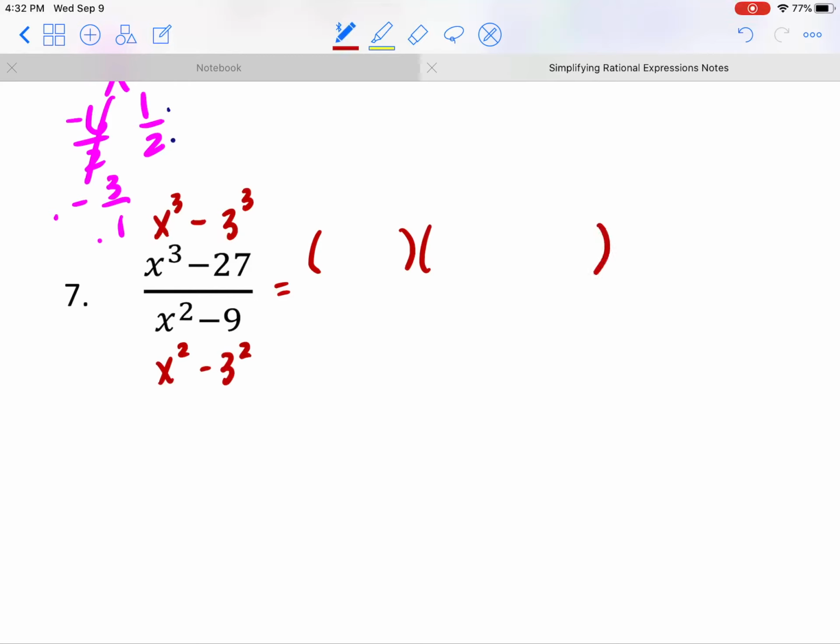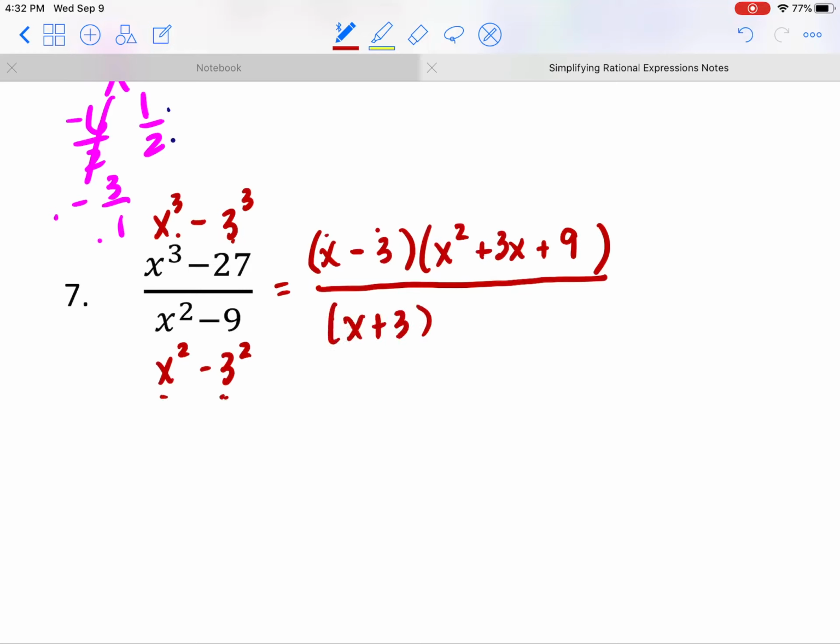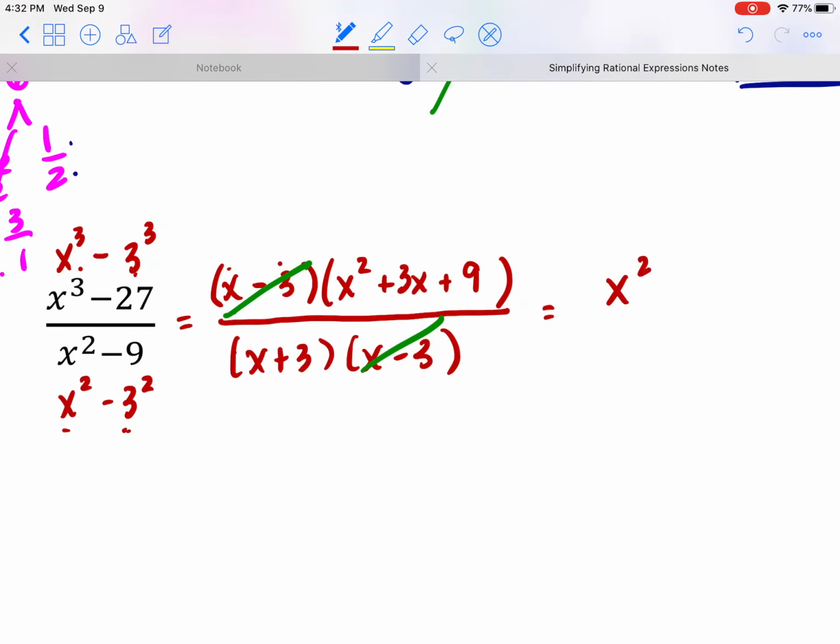When we factor cubes, it's a binomial times a trinomial where the signs are the same, and then the opposite, and then always positive. The bases of the cubes go into the binomial, and then we square the first term, multiply the two terms, and then square the second term. So we're going to put a 9 here. And then on the bottom, we're going to end up with conjugates, an x plus 3 and an x minus 3. And now that it's factored, I can see the top and bottom both have an x minus 3, so we can reduce those out. So we are left with this trinomial on the top, x squared plus 3x plus 9, and binomial on the bottom, x plus 3.